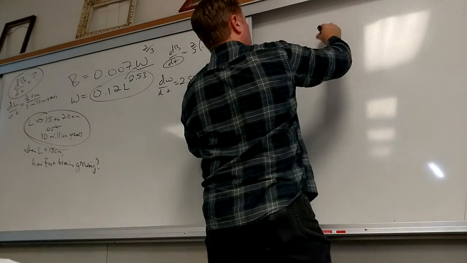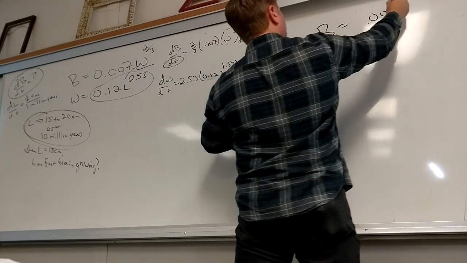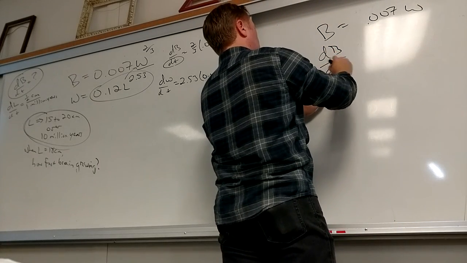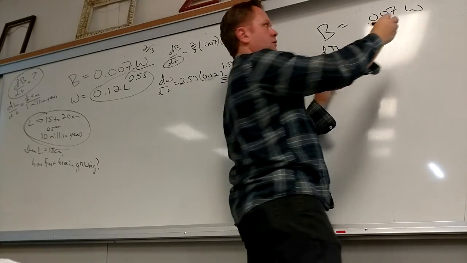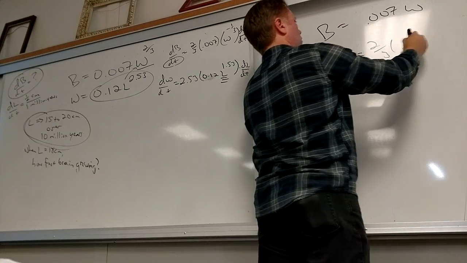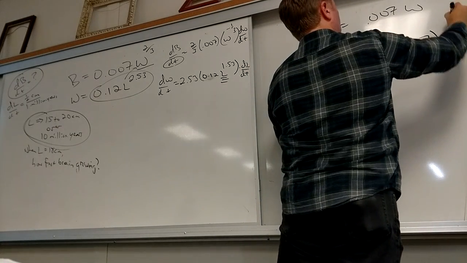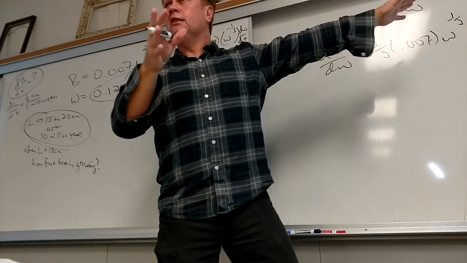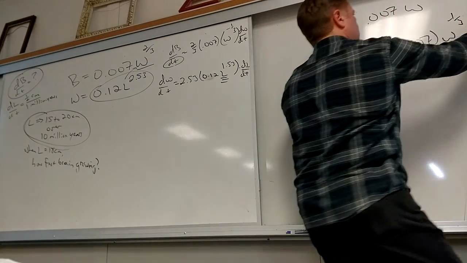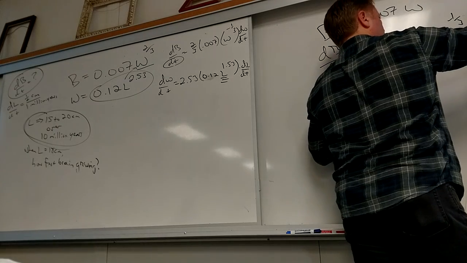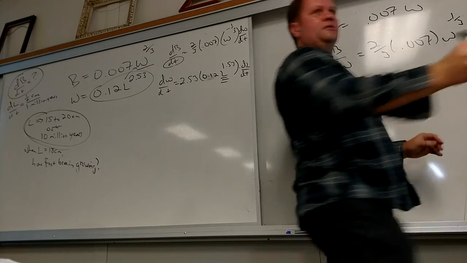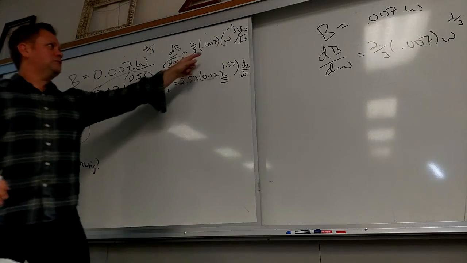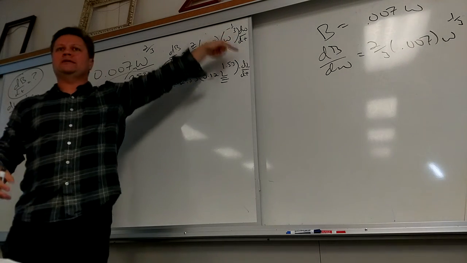If I had B equal to 0.007 W^(2/3), what would dB/dW be? 2/3 times 0.007 W to the negative 1/3. Now watch, I'm going to do an extra step that we don't have to. I'm done. But then it would be times dW/dW, which is 1. So of course it wouldn't show up with respect to itself. But this is with respect to time. That's got to show up, because that's not 1.